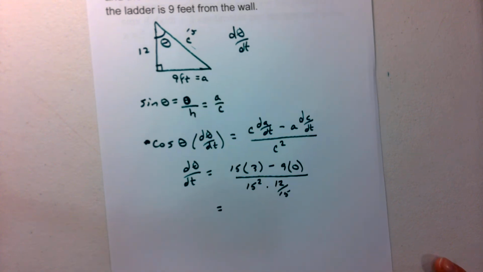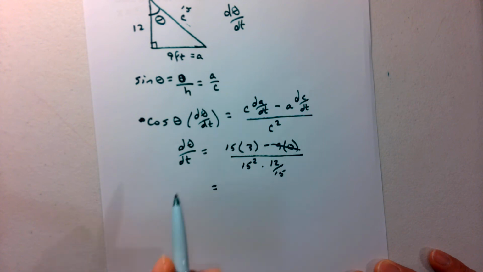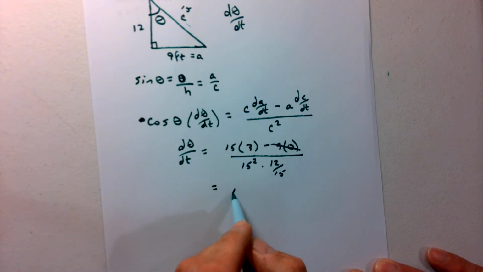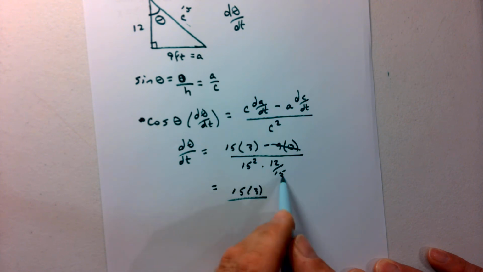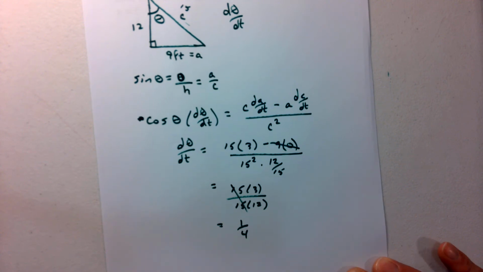We can go ahead then and reduce this. So we have 15 times 3, 9 times 0, that goes away. So we have 15 times 3 divided by here. 15s are going to cancel each other out, aren't they? So we have 15 times 12. Well, my 15s can cancel. And then my 3 over 12 is going to be 1/4.